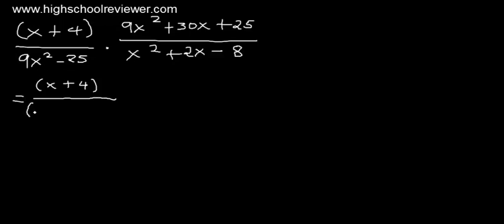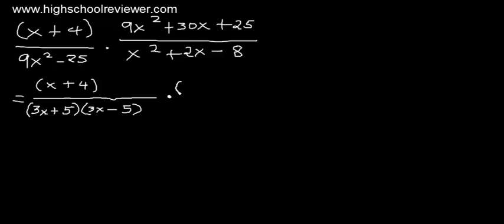The factors of 9x squared, since this is a perfect square, will be 3x multiplied by 3x. For 25, that is also a perfect square, its factors will be 5 multiplied by 5, and since this is negative, one of these will be positive and the other will be negative. And multiply this by 9x squared plus 30x plus 25.